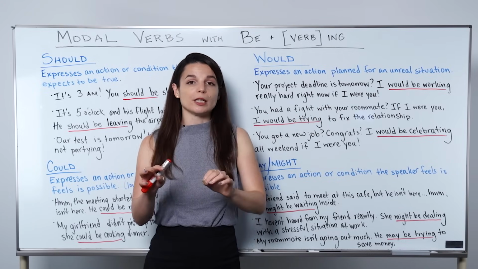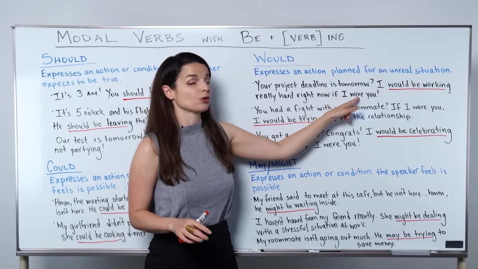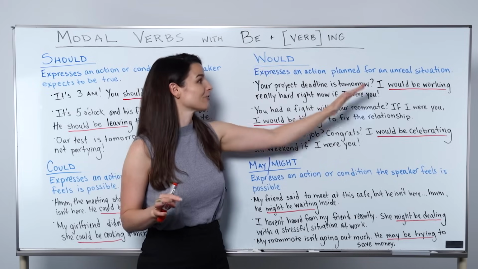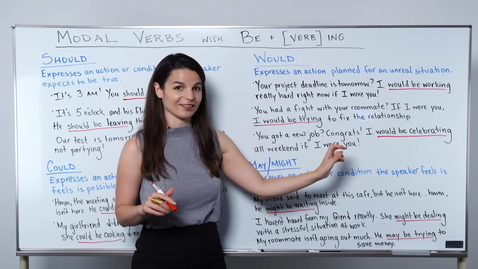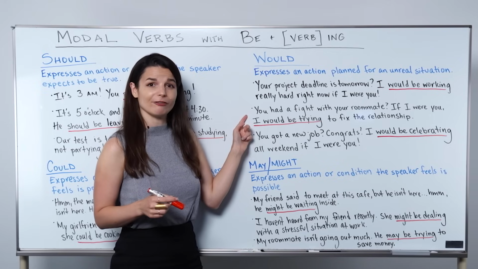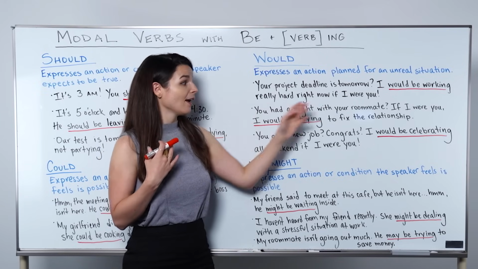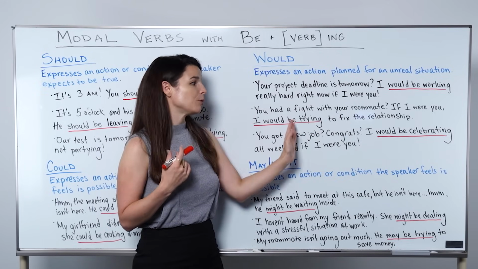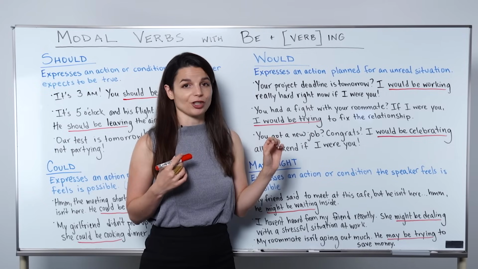You need to use would because it's an unreal situation. That's the key point for this would portion of this lesson. Let's look at another example sentence. You had a fight with your roommate? If I were you, I would be trying to fix the relationship.